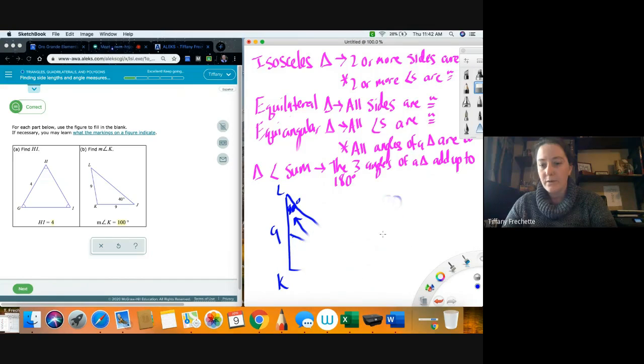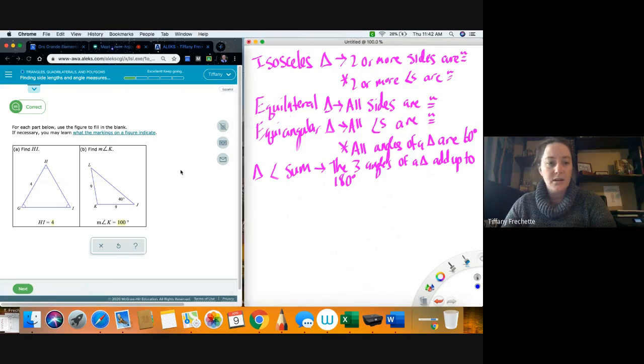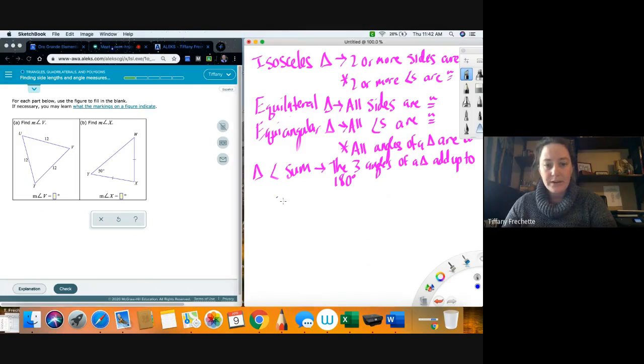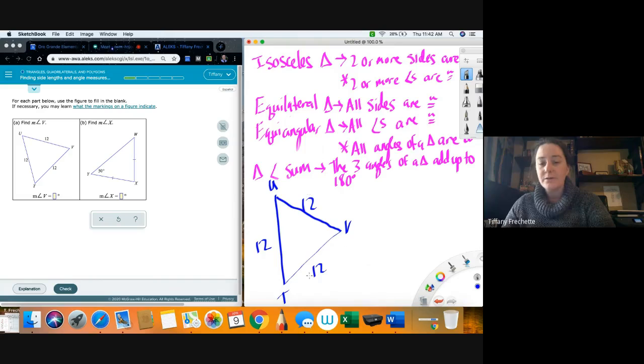All right. Let me try to erase this nice and slowly so I don't get my notes here. Okay, close enough. All right, so let's go to our next one. Okay, so we have U, and I'm not drawing this terribly great here. Probably going to have to undo on that one because I went way too close. All right, so we have UVT for this triangle, and it's also telling us 12, 12, 12.